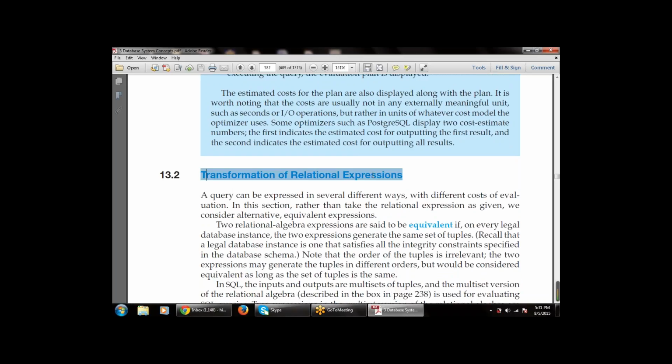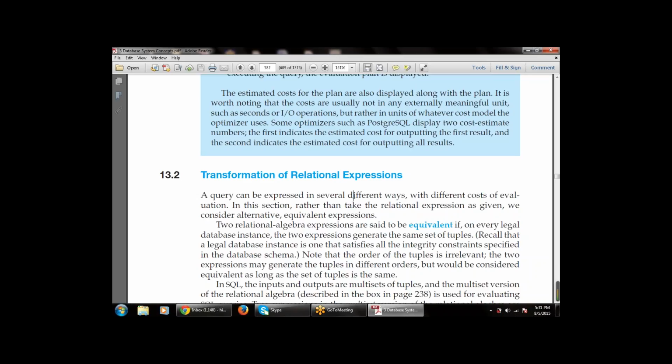Then the next is transformation of relational expressions. That is how to transform the various methods of the relational expression. So a query can be expressed in several different ways. There are multiple methods in which the query can be processed, and the query can be expressed with different costs of evaluation. In this section, rather than take the relational expression as given, we consider the alternative query or alternative evaluation expression. So what are the various alternative evaluation expressions that will be used to evaluate the query?